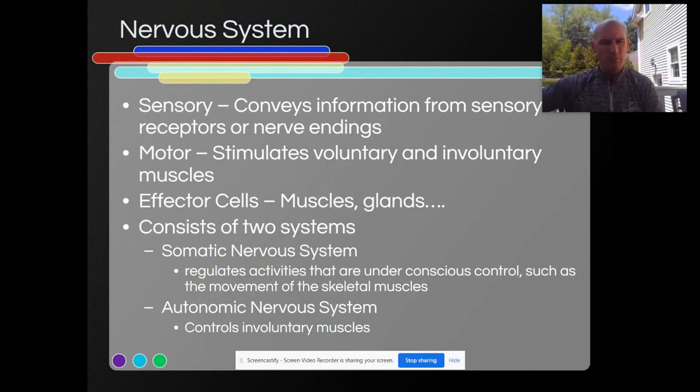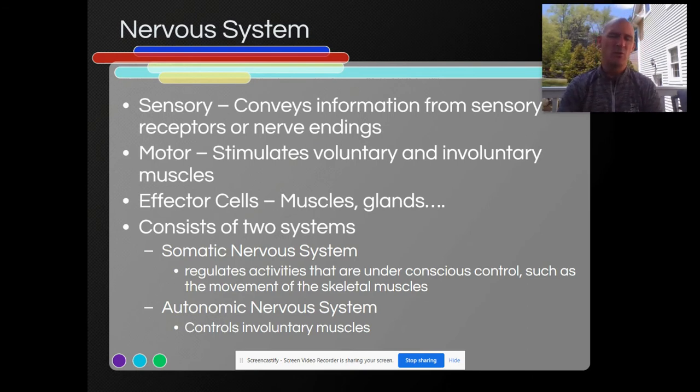So when you move your arm, when you talk, when you wave, when you say peace, right? All of that's part of the somatic nervous system. Those are the actions that you have conscious control over. We also have our autonomic nervous system.